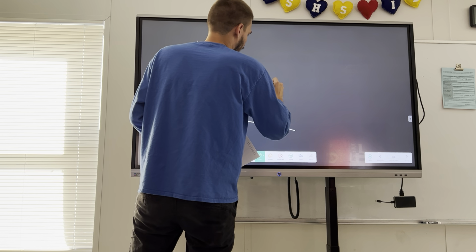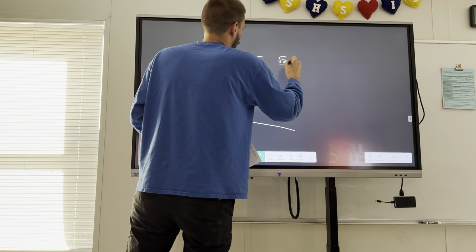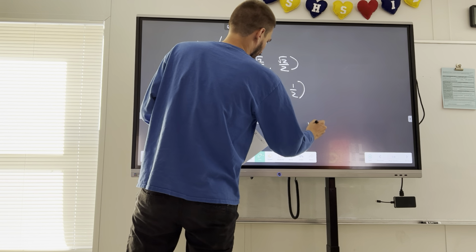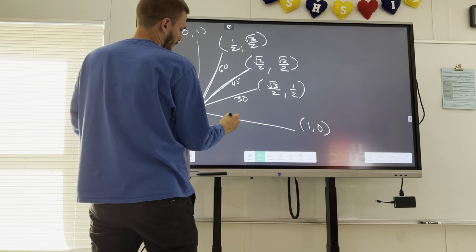We got square root 3 over 2, 1/2, square root 2 over 2, square root 2 over 2, 1/2, square root 3 over 2. There's one on the line too. Is that one, the one down here, you're saying? Yeah, so that would be 0, 1, 0, and this would be 0, 1. This could be 0 degrees.